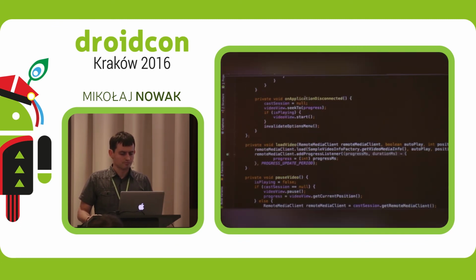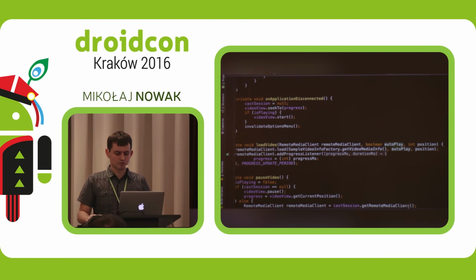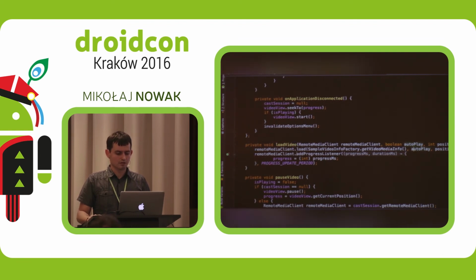Okay, we are starting playing video with the method load on the remote media client. We are passing to it our media info object. We can set up if our video should be autoplayed when it's launched, and we can set a position from which it should start.